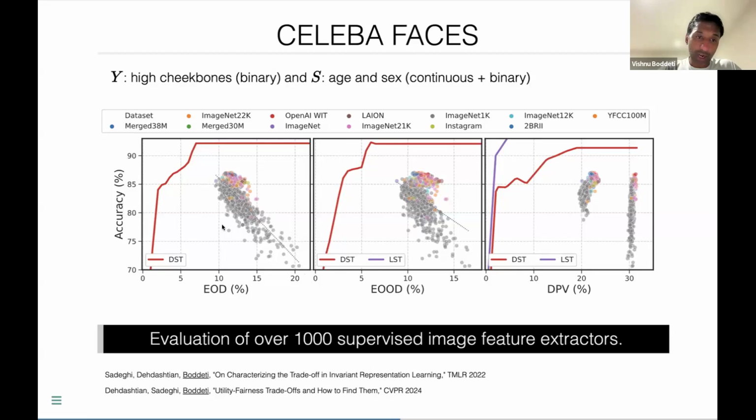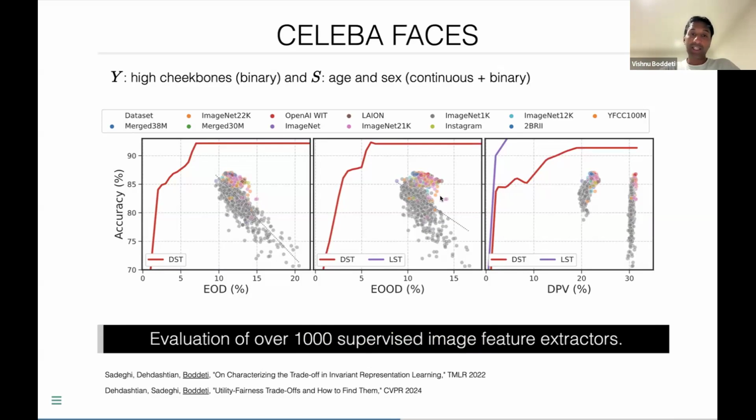And you can see all these dots over here. There are actually 1,000 dots in this plot. Those dots are basically 1,000 different image models that are publicly available today. So we took all 1,000 of them and evaluated them, and we tried to see how close they are to this limit, which corresponds to the red line, or the limit which corresponds to this purple line. The closer they are to those lines, the better that model is.